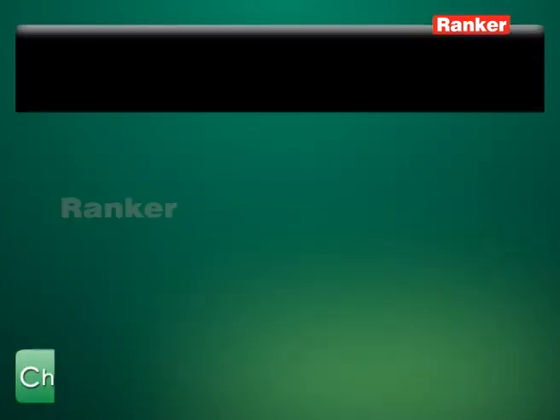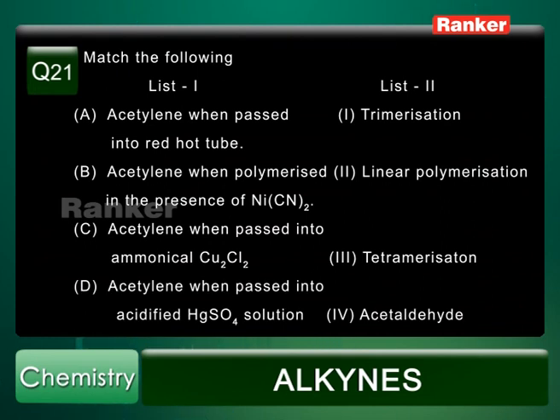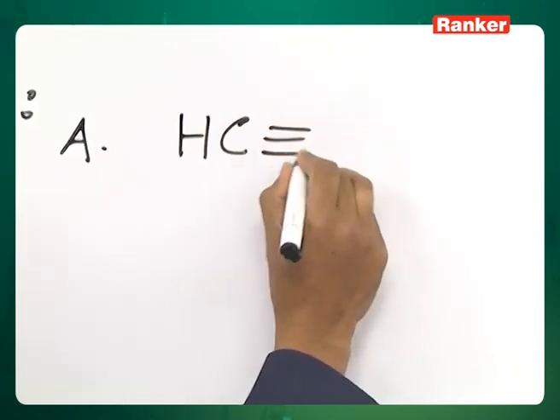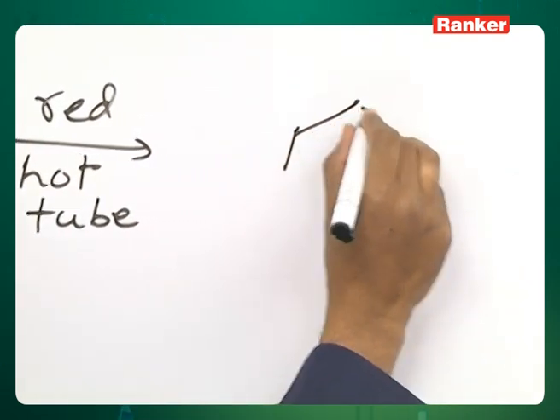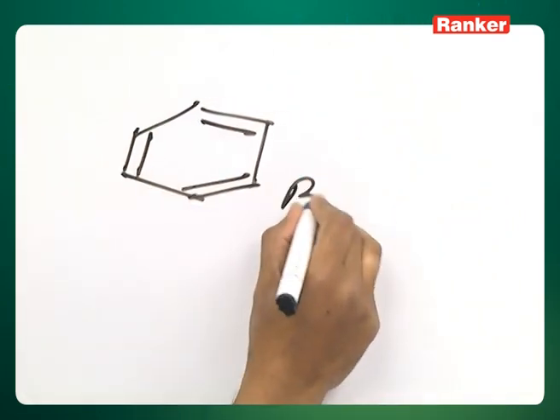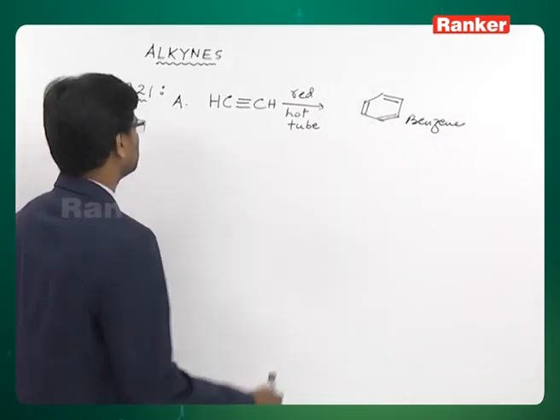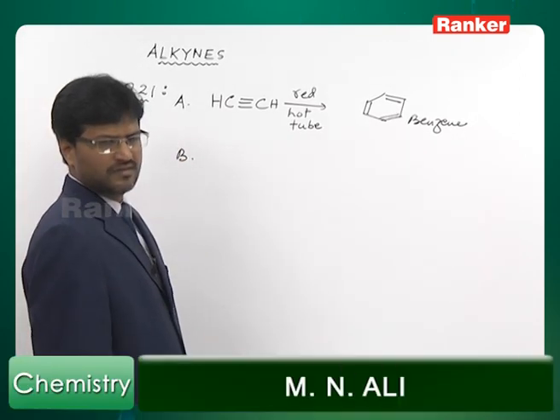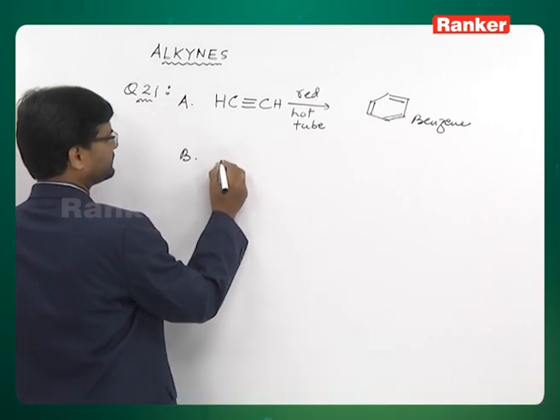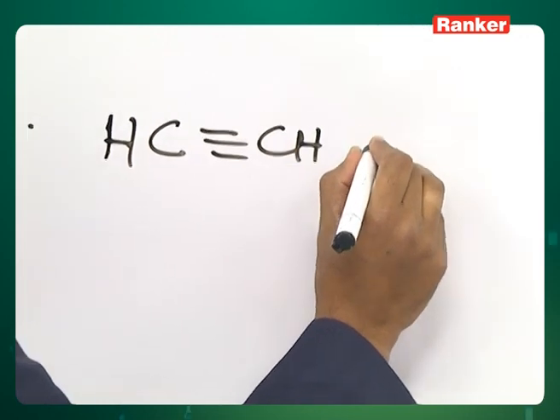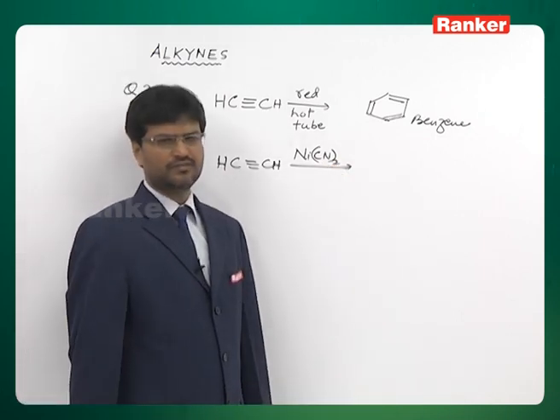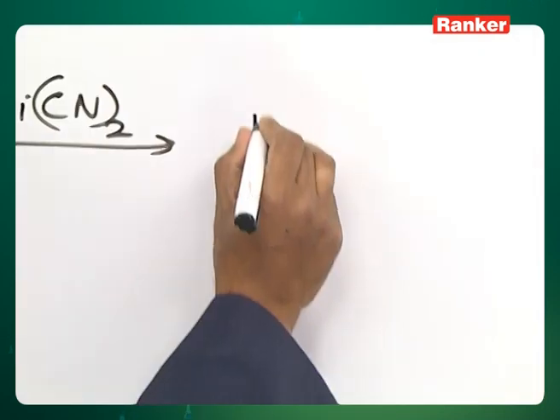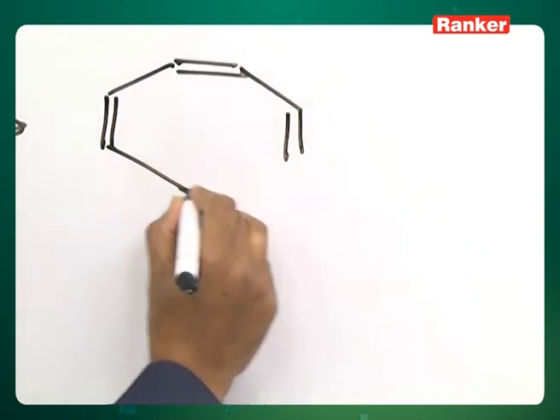Question number 21. Some reactions are given in list 1 and you have to match them with list 2. A, acetylene is passed through a red hot tube. Actually here 3 moles combine to give benzene as a product. Trimerization takes place. Next, acetylene when polymerized in presence of nickel cyanide. This will lead to tetramerization of acetylene, and the product formed is this, cyclooctatetraene.